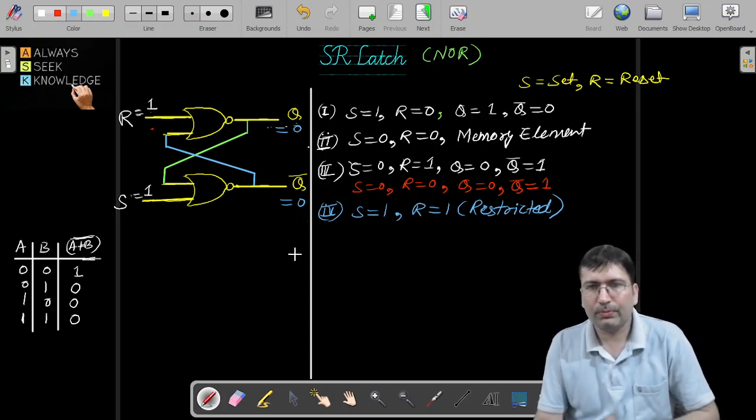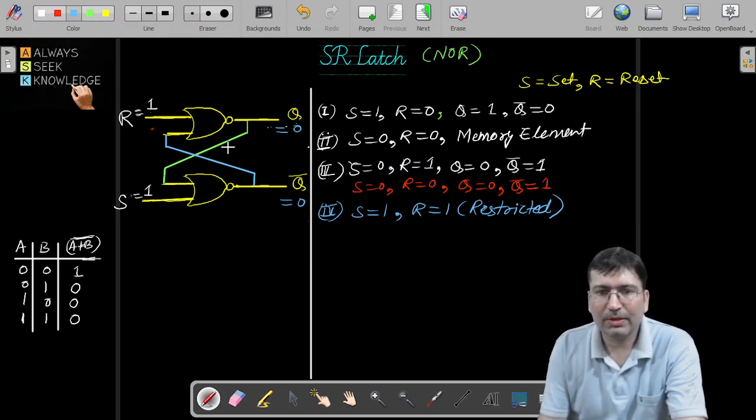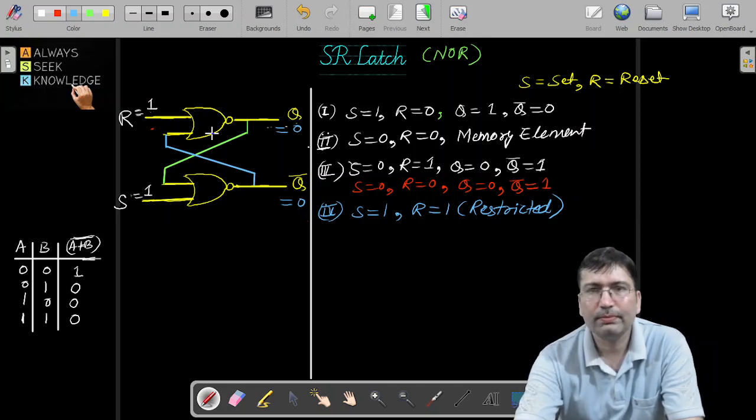So I hope you are able to understand the behavior of the SR latch. In the next lecture, we will discuss the SR latch which we construct with the help of NAND gates. So I'm closing this. Thank you for connecting.